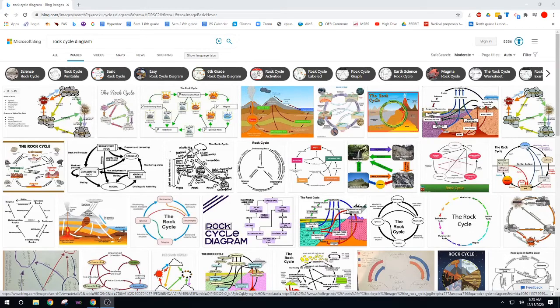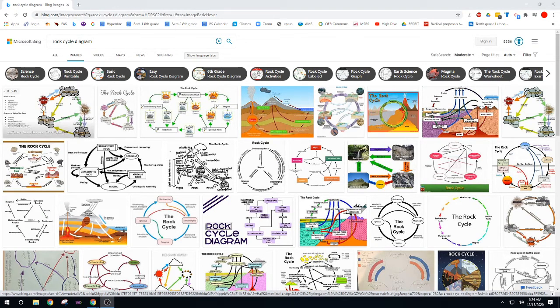Okay, I'm going to make a video on review for the rock cycle. What I have up is I just searched rock cycle diagram, and you can see that there are a ton of different rock cycle diagrams. It's kind of like the periodic table and many things in science. They all have pretty much the same information. They just look a little different.